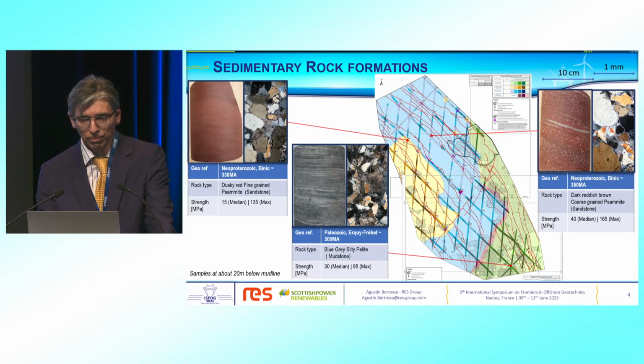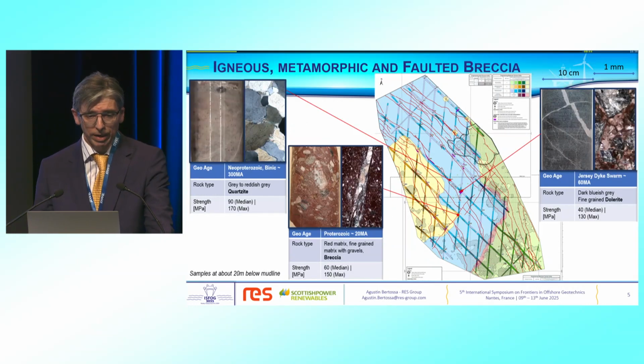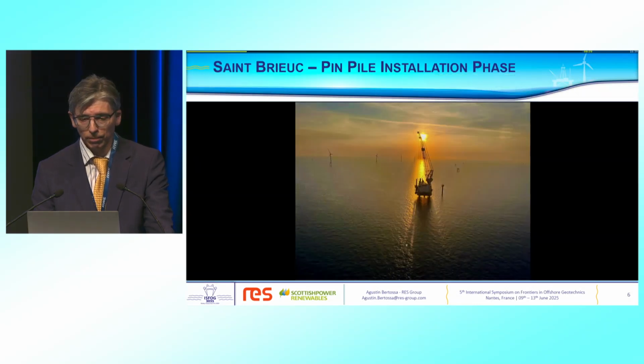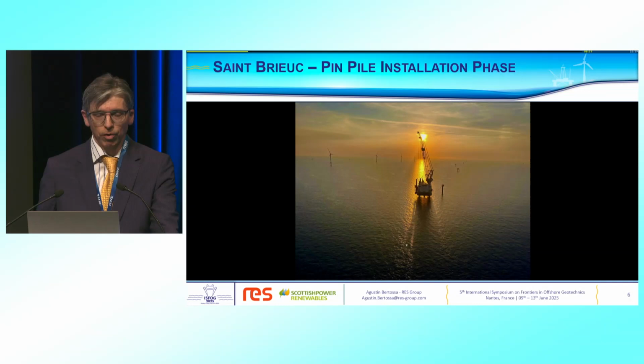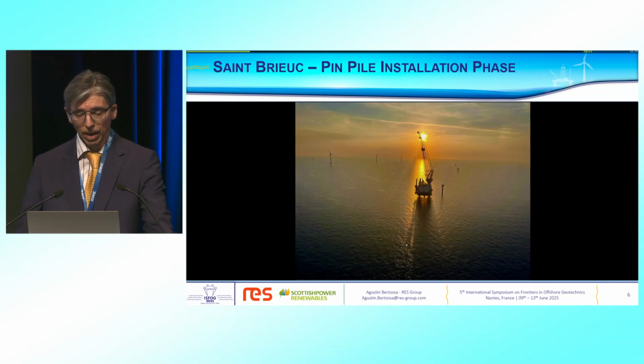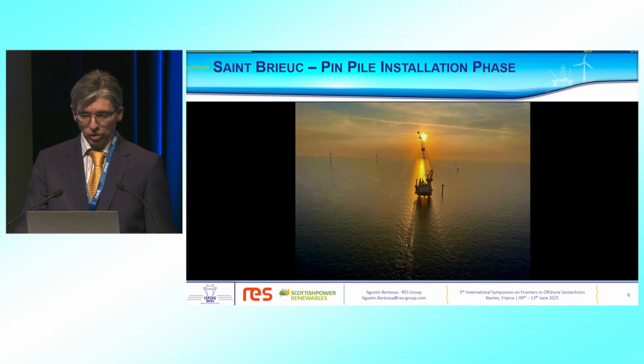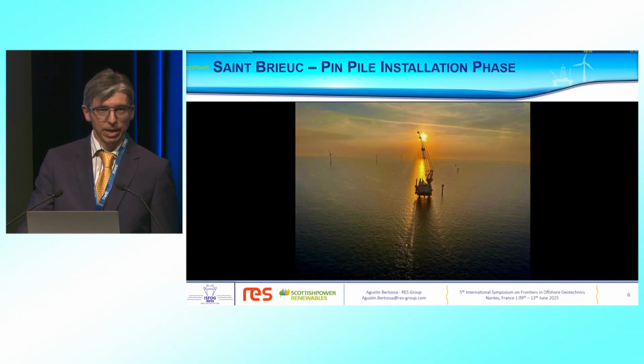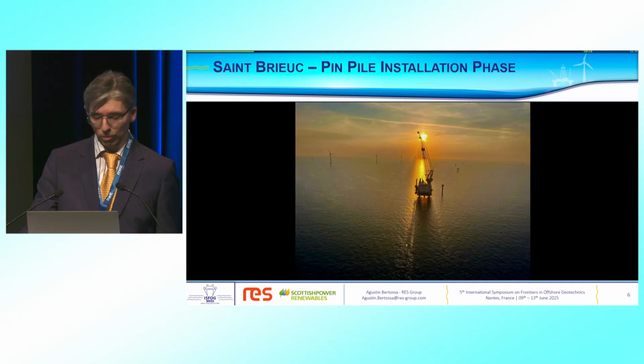within the ground model. In contrast, you may find igneous rocks like dolerites or breccia conglomerates from the faulted areas, and also some metamorphic rocks like quartzites. These were less preferred, and sometimes we try to avoid them. This is a photo from the installation phase. You may see one of the jackets is slightly misaligned, and well, you may understand what I mean trying to avoid these rocks.